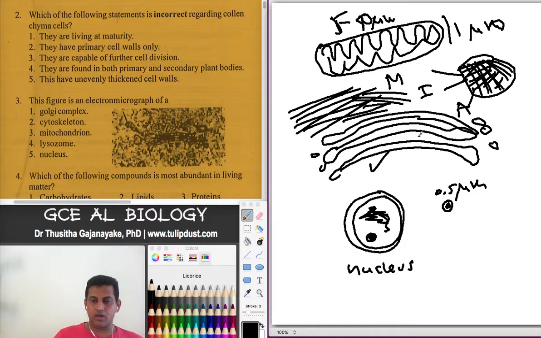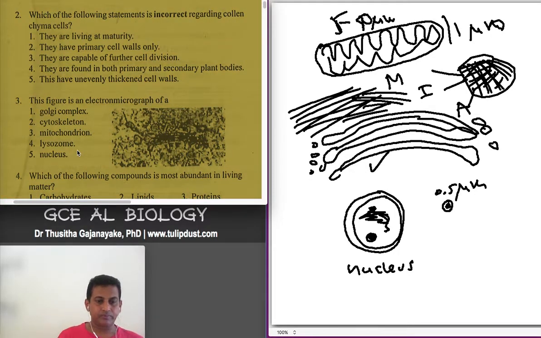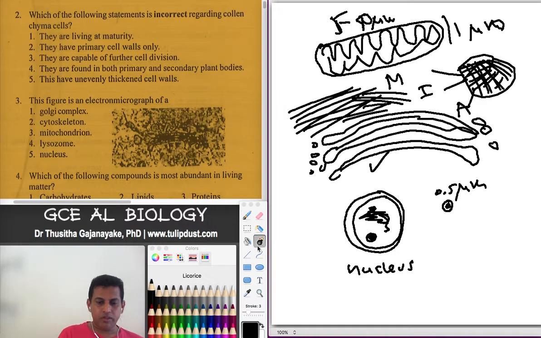So this is the Golgi. Because Golgi looks like this, they have sacs like this, and these sacs are flattened sacs. It's slightly enlarged here, and they have vesicles here. So that's the Golgi complex. We move on to the next question.